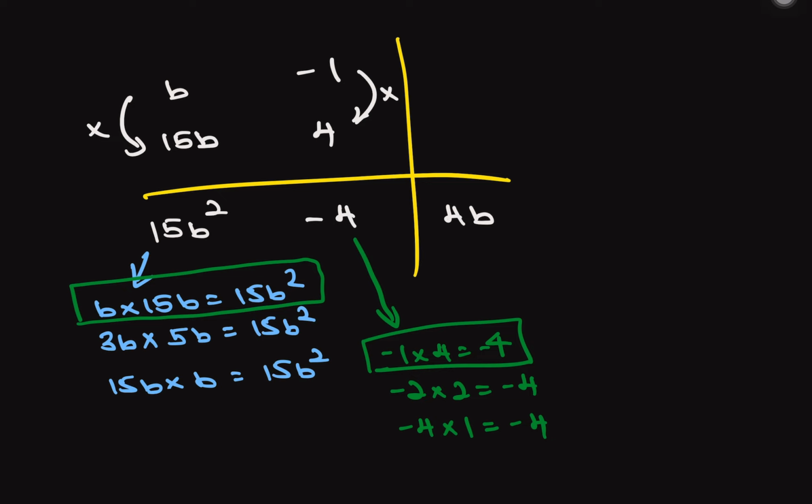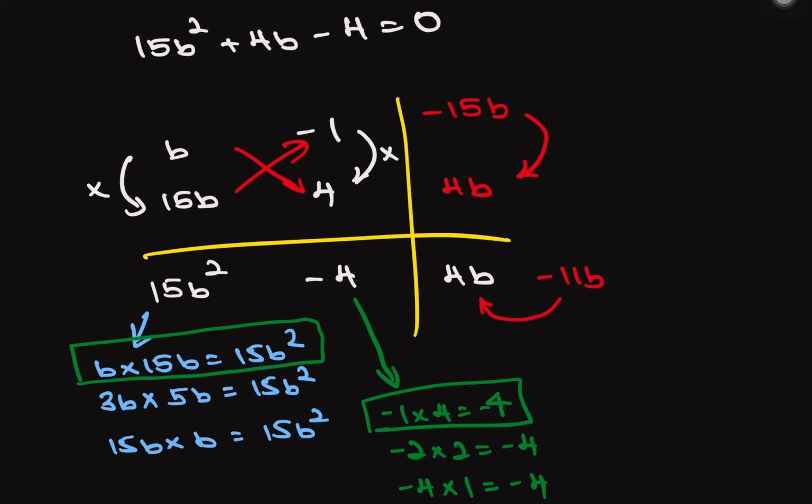The next step would be to multiply it diagonally. So 15b times negative 1, we get negative 15b. And b times positive 4, we get positive 4b. And when we add them up together, we get negative 11b, which is not satisfied as we did not get 4b. So there's something on the left hand side that we need to change in this case.